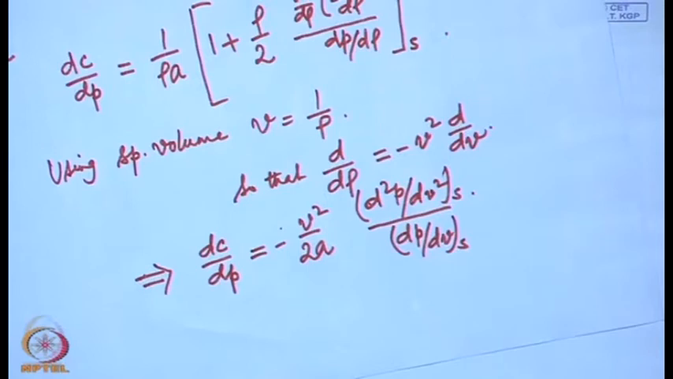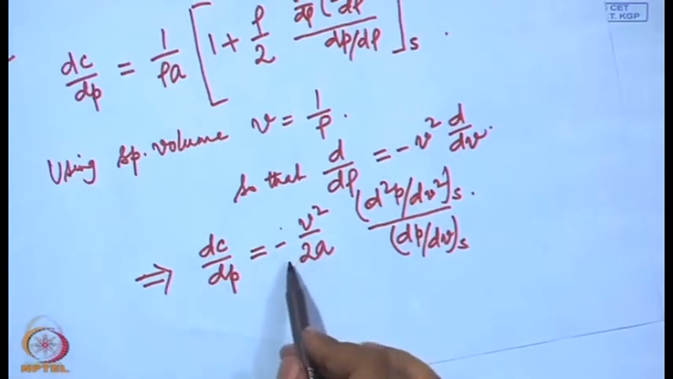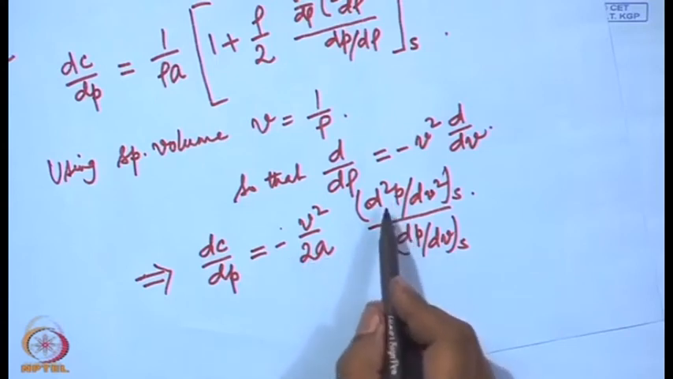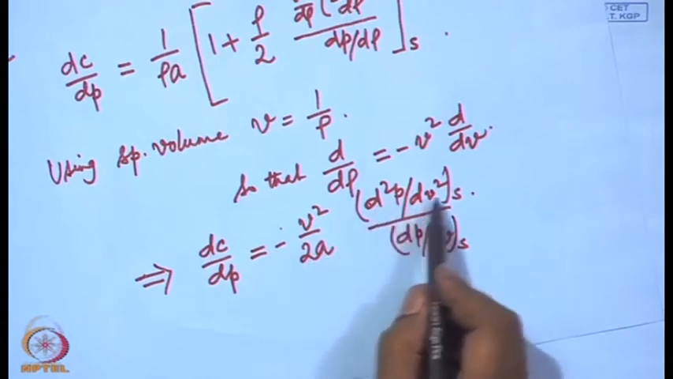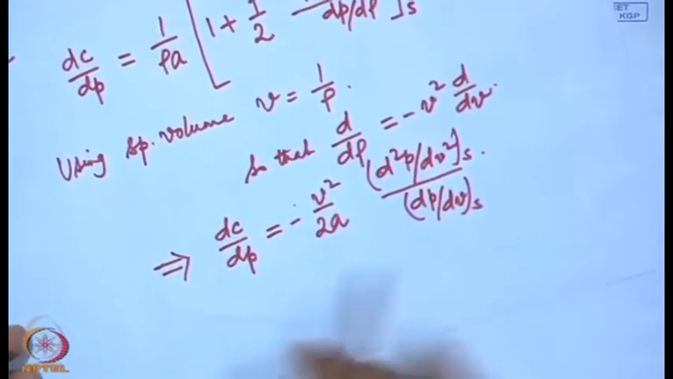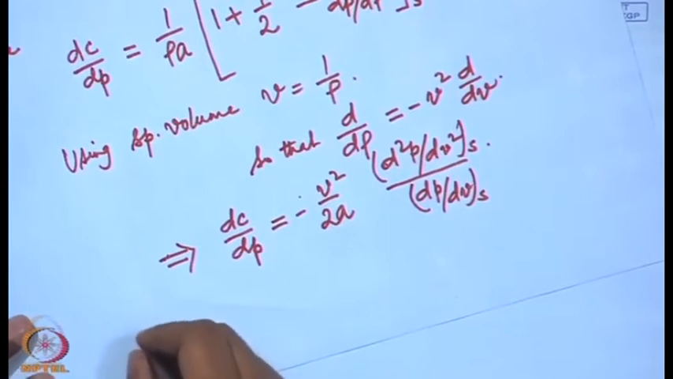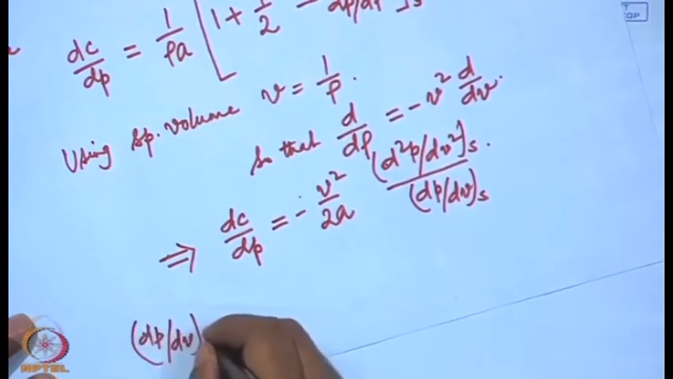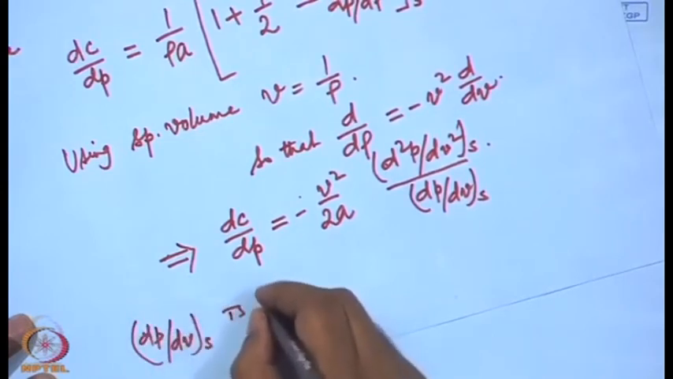Now, for a fluid, dp/dv at constant entropy is negative. So, the sign of dc/dp of course depends on the sign of the second derivative, d squared p/dv squared. So, dp/dv is negative.